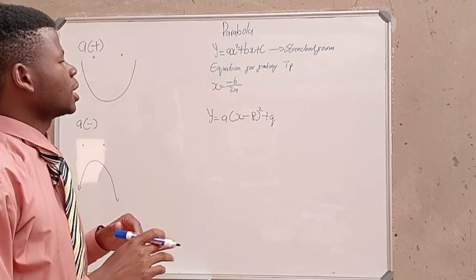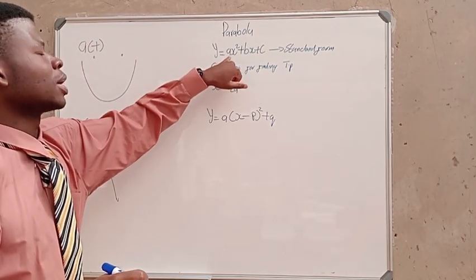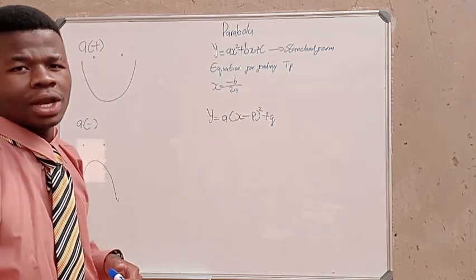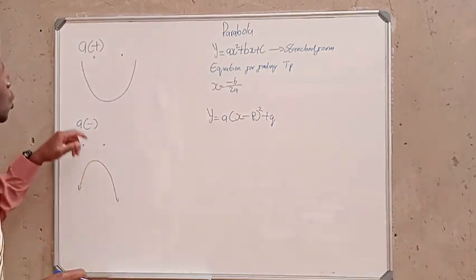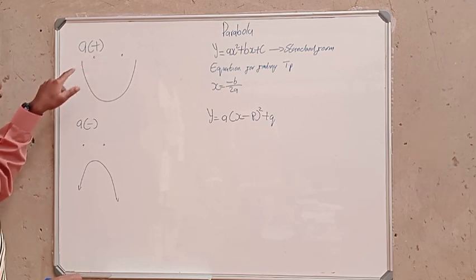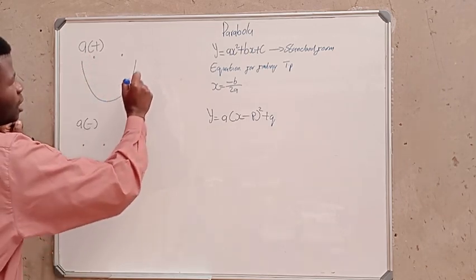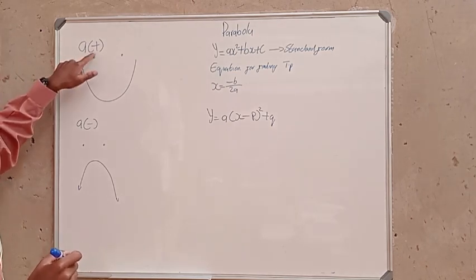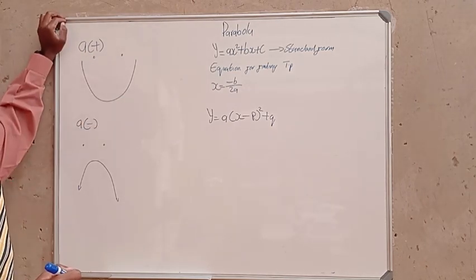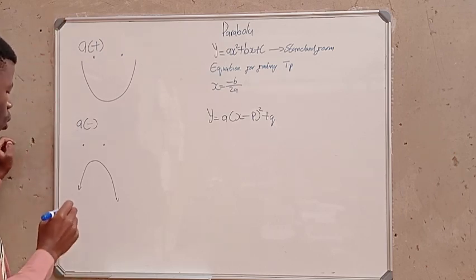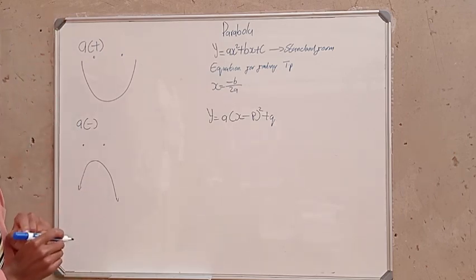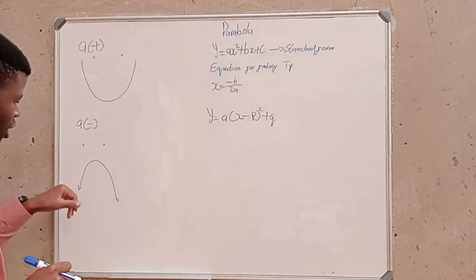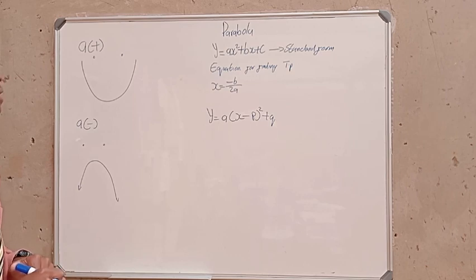Right? Let me explain what happens when a is positive or when it is negative. When a is positive, we will have a happy face. And when a is negative, we have a parabola that has the shape of a sad face.